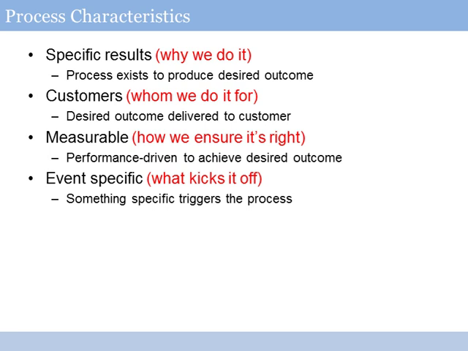The first one is that for any process, we need to be able to deliver specific results. Why are we doing this process, and what are we supposed to get as a result of it? The process must be delivering those results to specific customers. Who gets things from this process, and what are the outcomes or deliverables that we have for them? The process must be measurable. We need to make sure the process is being done the right way and is delivering the expected outcomes. And the only way we're going to really know that is if we put in place appropriate metrics and measures to be able to track and manage that.